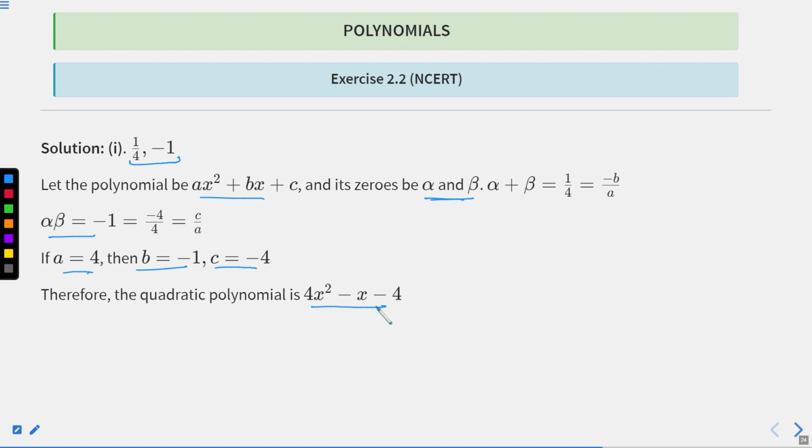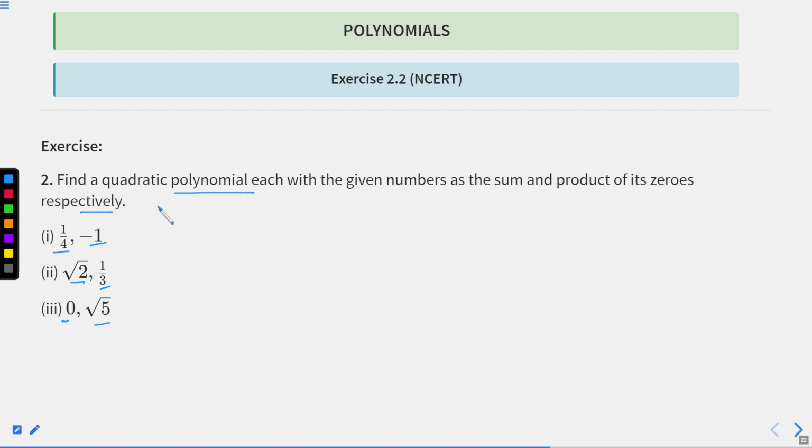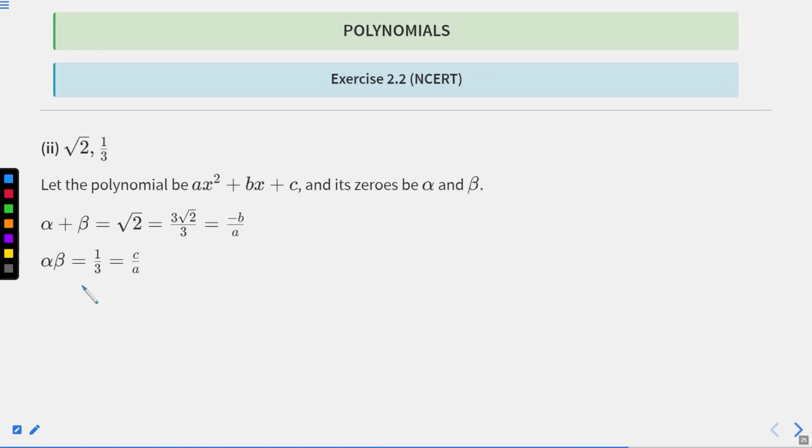So now let us move to number 2. So here we have given the sum of its zeros is √2 and the product of its zeros is 1/3. Okay, so here first we let the polynomial be ax square plus bx plus c and its zeros be alpha and beta. Then alpha plus beta is equal to √2, and you can write √2 as 3 times √2 divided by 3, and this is equal to minus b upon a. Okay, and the product of its zeros, that is alpha times beta, is equal to 1/3 and this is equal to c upon a.